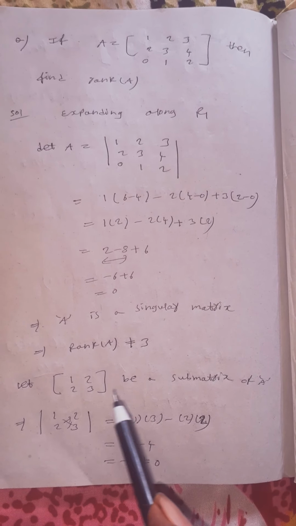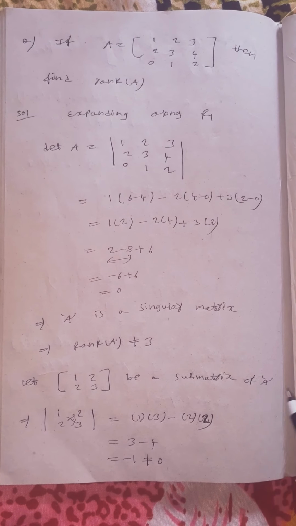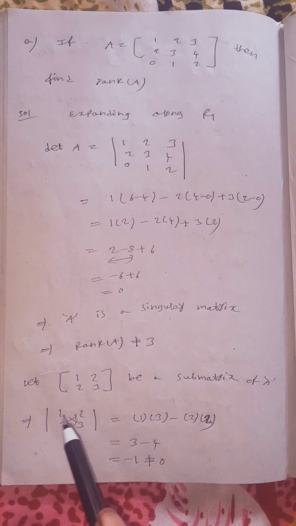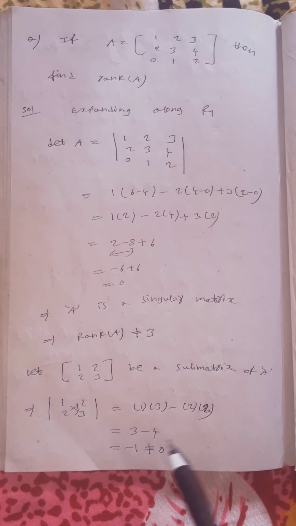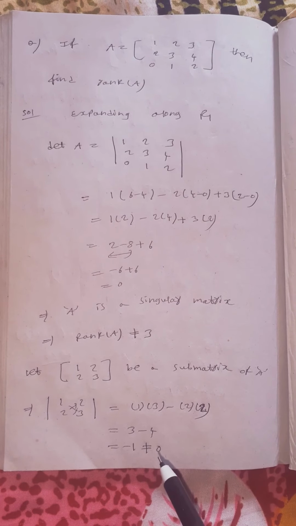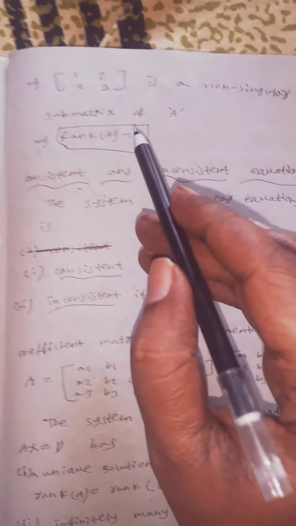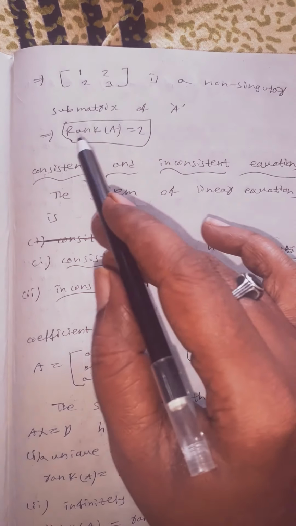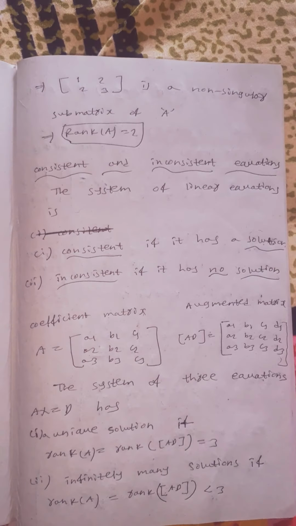Now go for a submatrix. Let [1 2; 2 3] be a submatrix of A. Find the determinant: 1 into 3 minus 2 into 2. 1 into 3 is 3, 2 into 2 is 4. 3 minus 4 is minus 1. We got determinant not equal to 0. So first of all, it is a non-singular matrix; we got a non-singular submatrix of A. So rank of A is 2. So in this way we will find rank, children.